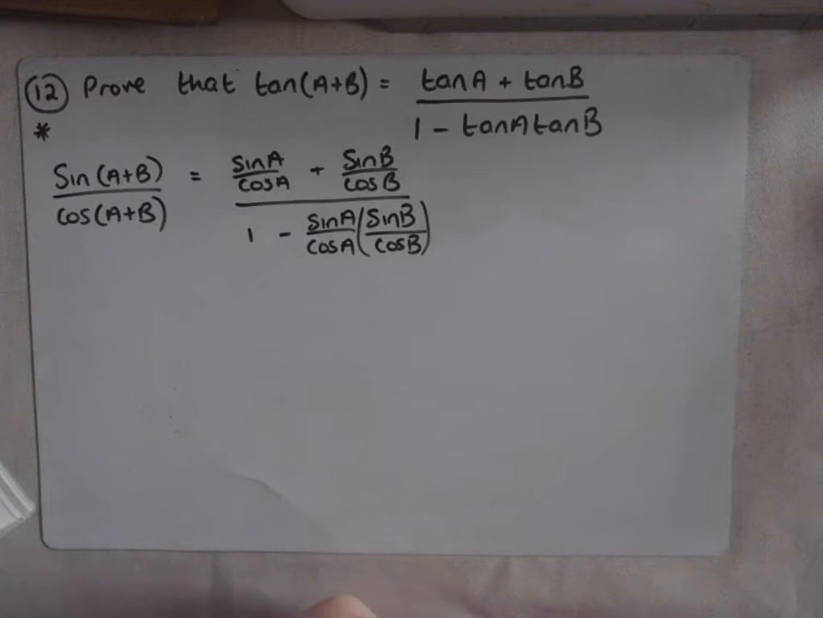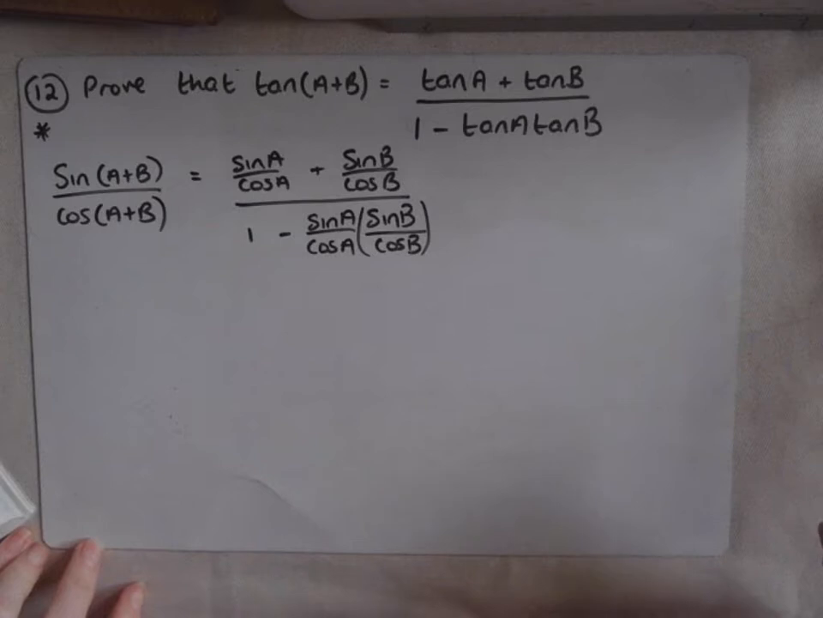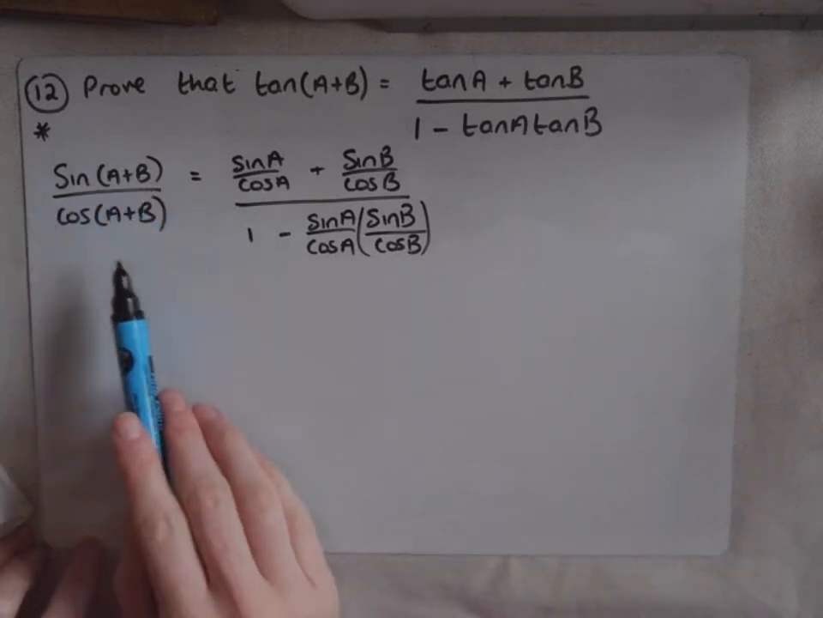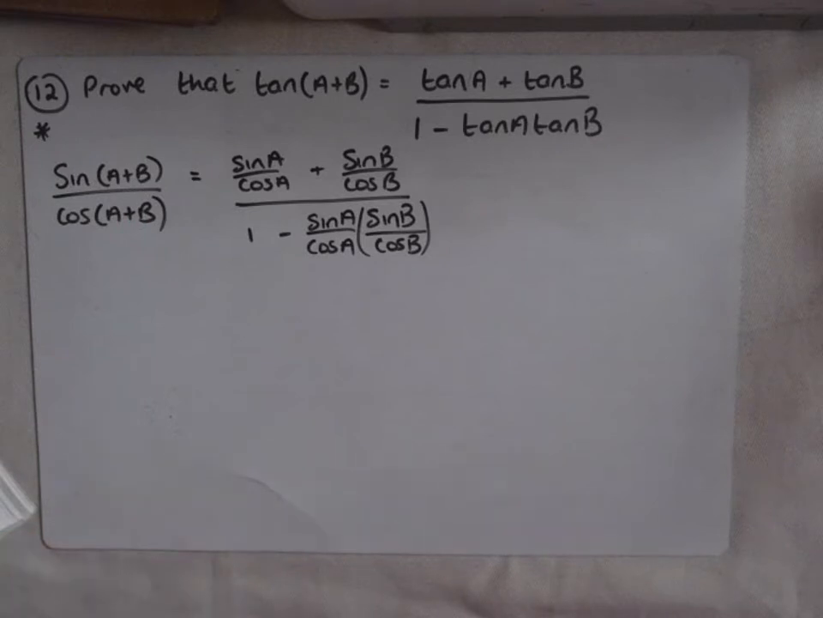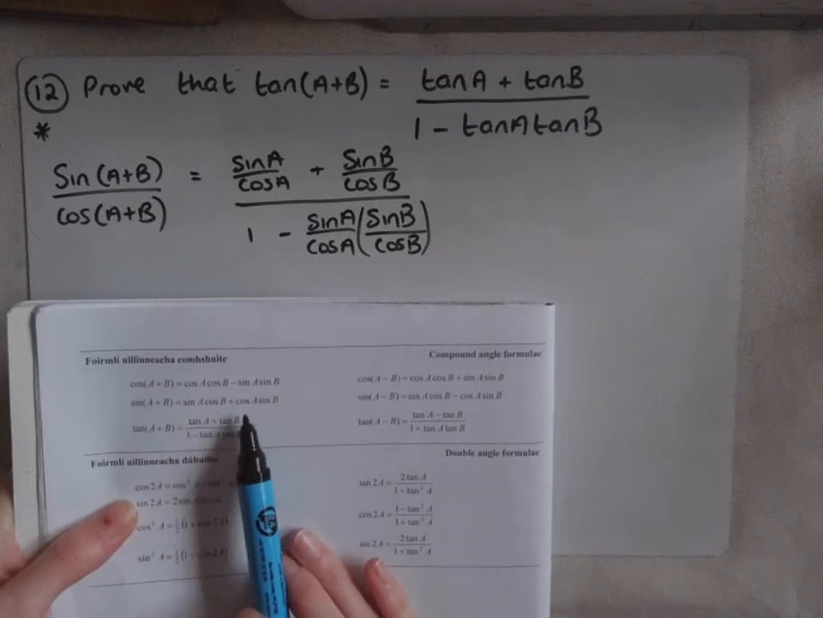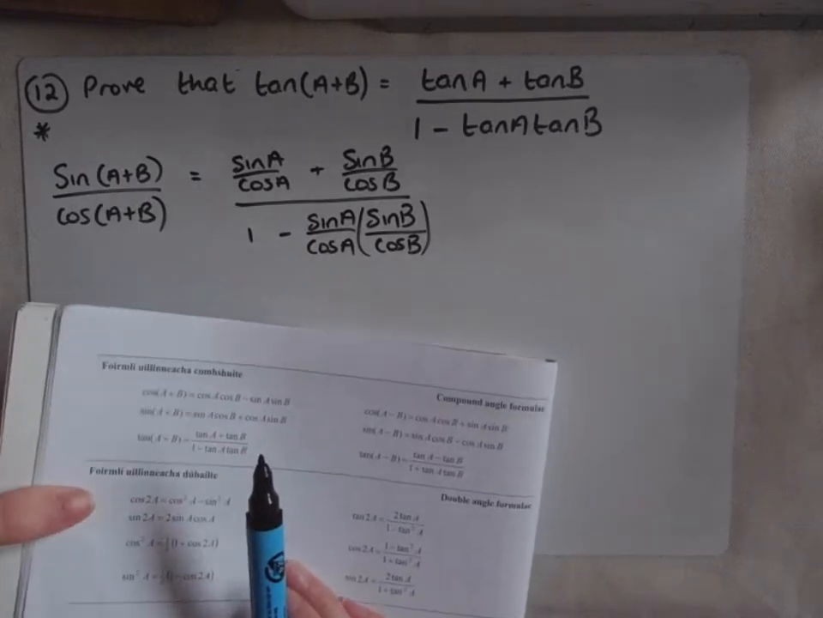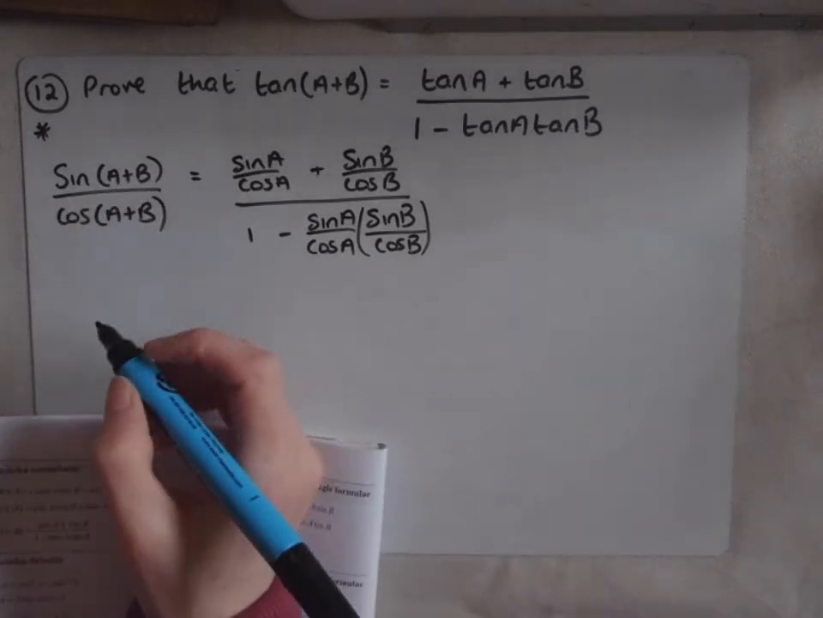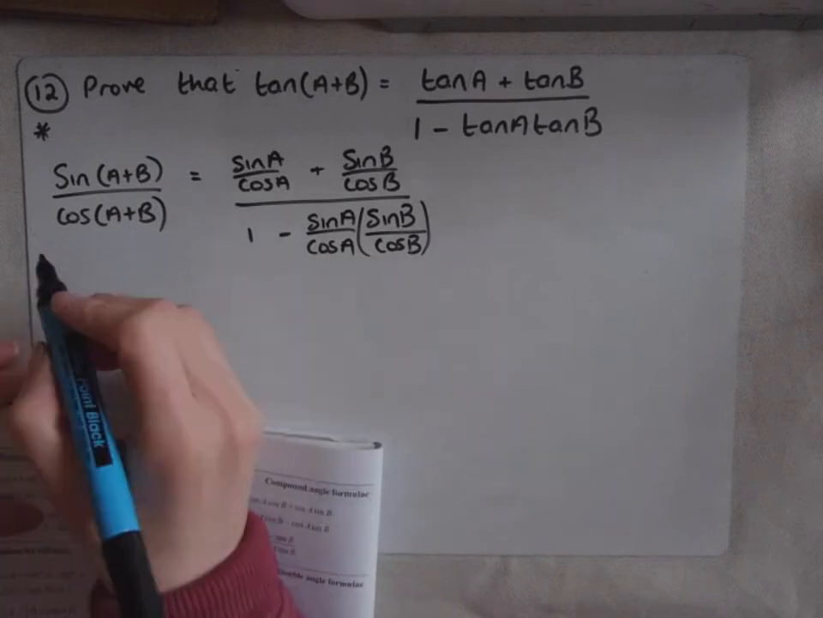Now, what we're going to do is, sine of A plus B is in our log tables. Okay, so we've proved it. We just did it a second ago. So that's sine A cos B plus cos A sine B. So let's replace that. Okay, so instead of sine of A plus B, we're putting in this.